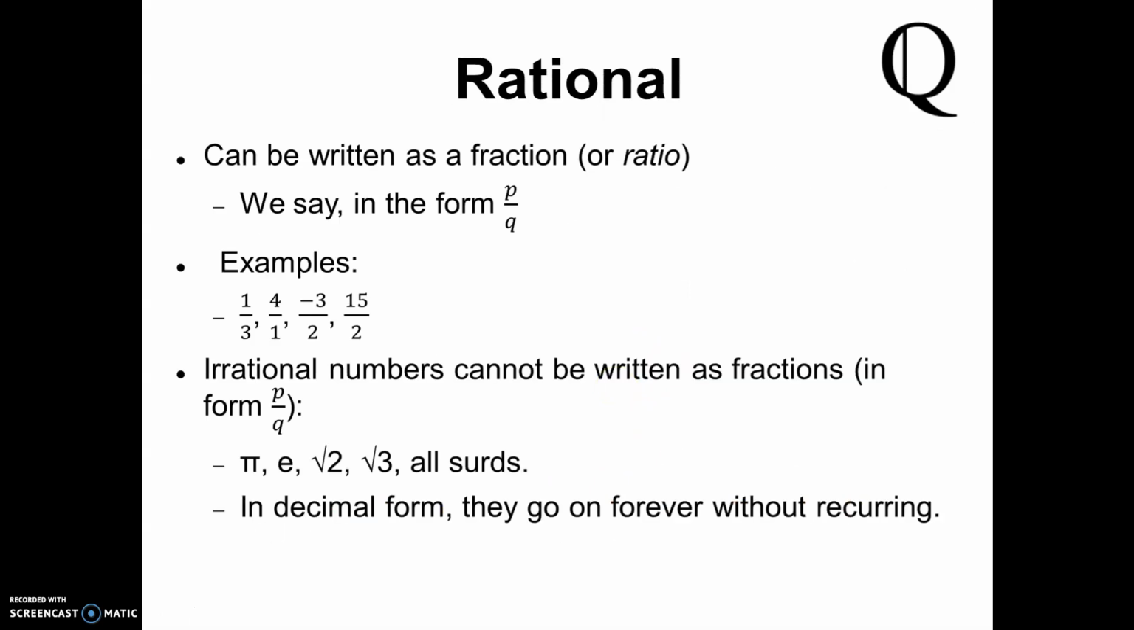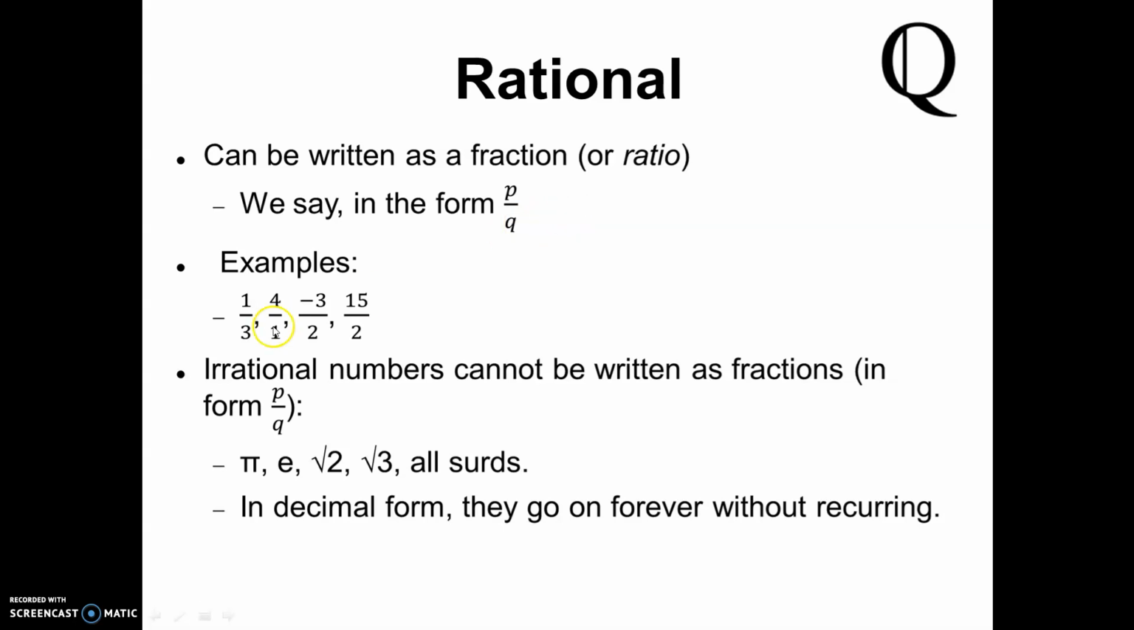Next up is rational numbers. These are numbers that can be written as a fraction, or as a ratio. So we say in maths in the form P over Q, and I'll return and tighten up that definition later, but it means we can write it as some number over some other number. So P and Q there are just whole numbers. You can write it as a fraction. That makes it a rational number.